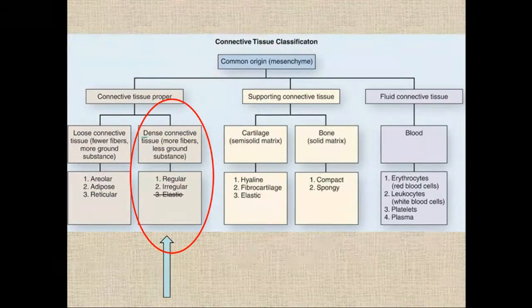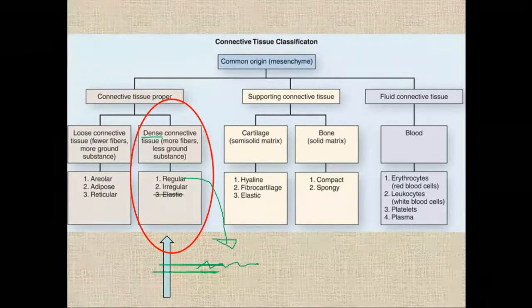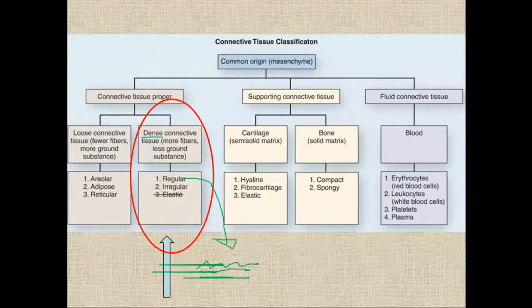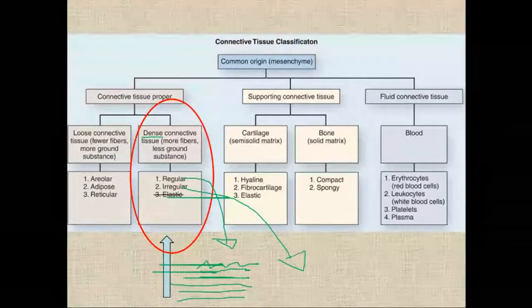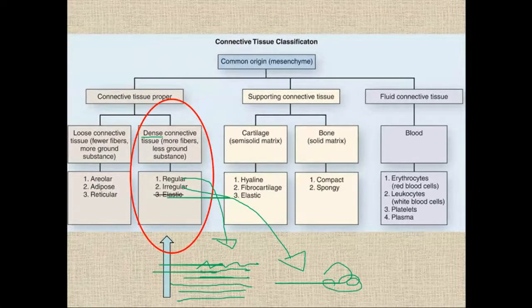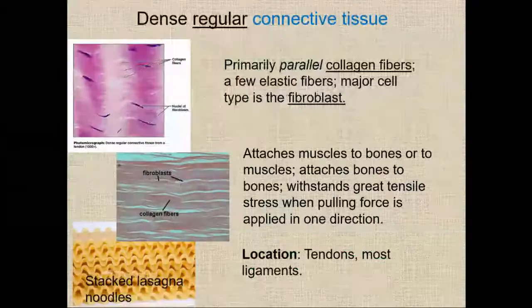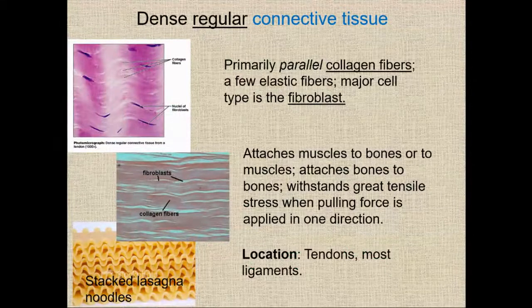All right, then we talked about the dense. Remember, the regular looks like lasagna noodles, a stack of lasagna noodles, where all the fibers are stacked in parallel, whereas the irregular, which is also a lot of fibers, is your noodles, your tagliatelle in the plate. And so that's exactly how it looks.